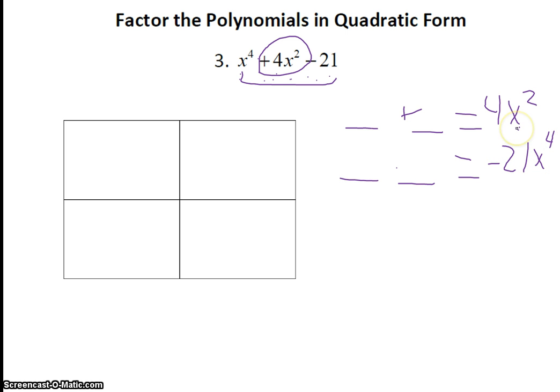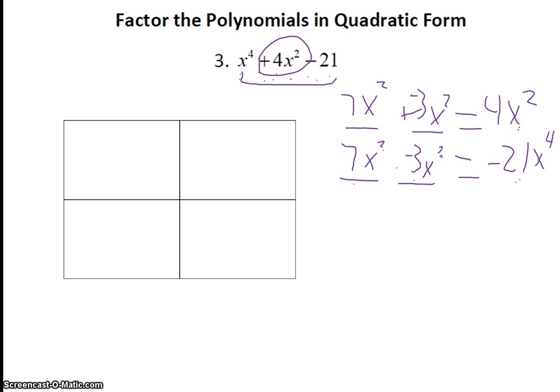So if we're adding things that add to be x squared, I know it's going to be an x squared and an x squared. And I just have to think of the numbers that multiply to be 21 and add to be 4. So if it was a positive 7 and a negative 3, then those would work out. So positive 7x squared minus 3x squared gives me a positive 4x squared, and 7x squared times negative 3x squared gives me a negative 21x to the 4th. Remember, we're adding our exponents.